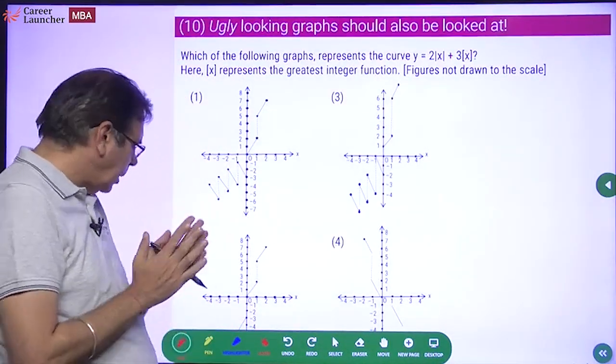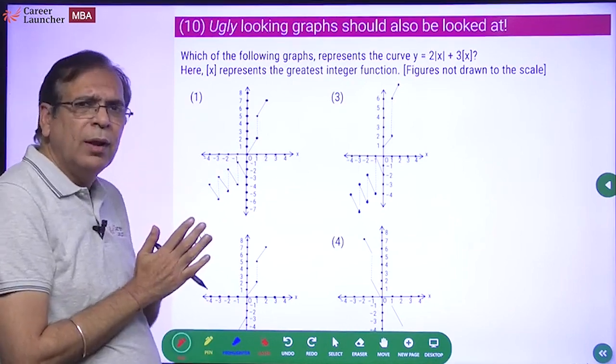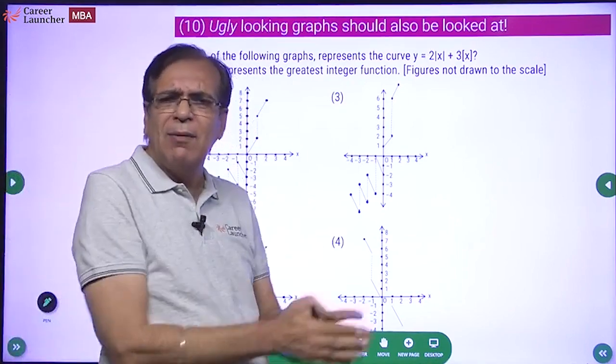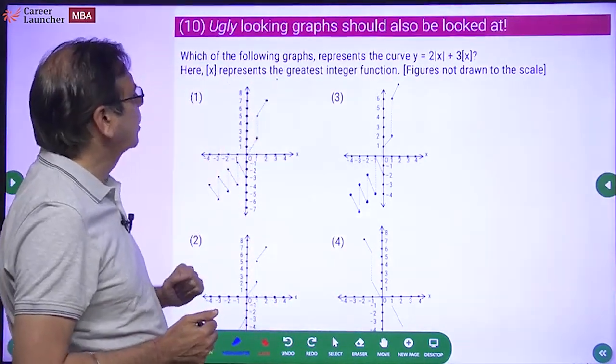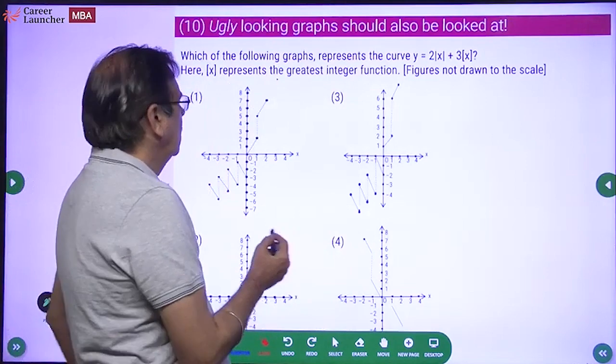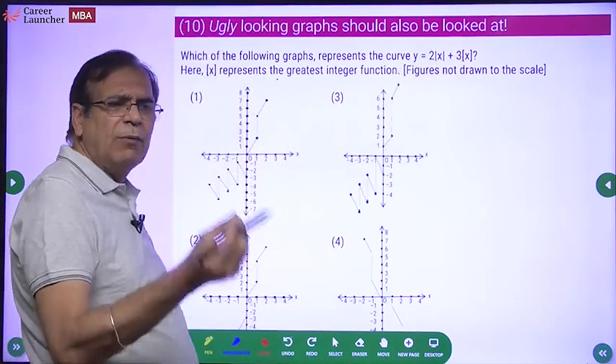Graphs are something which people are most of the time very, very uncomfortable with. So let's try to understand how to do graphs. The rule is simple. Substitute. Find the points and eliminate choices. Let's look at the first question, this particular question. Y equal to twice of mod x plus thrice of gint x. Simple. Put the value of x.